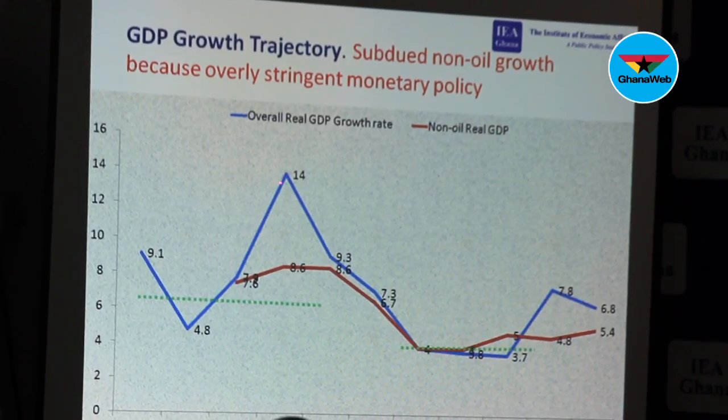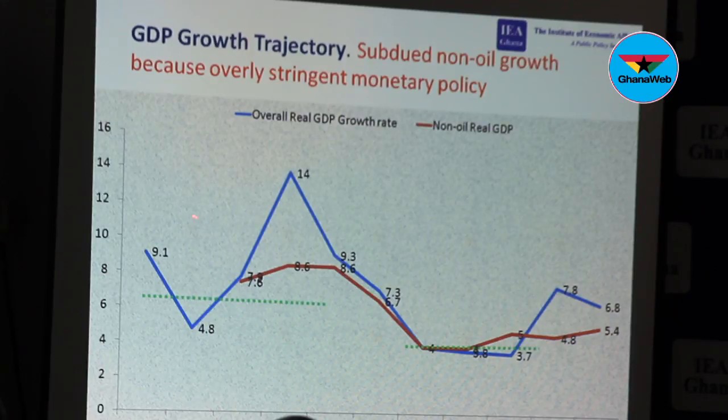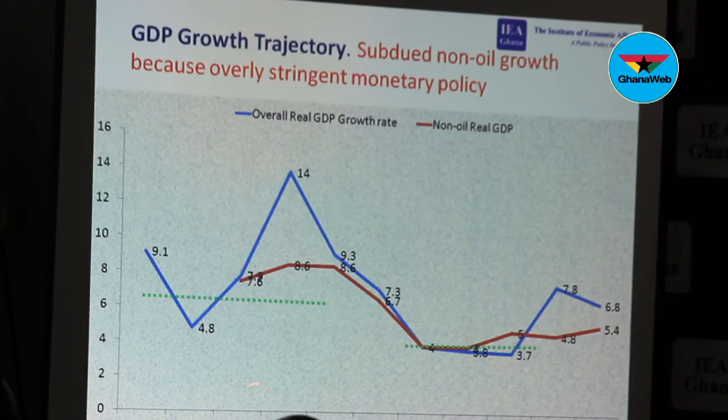Recently, when we increased to 7.8, it's purely due to oil. The growth of 14% was purely due to oil. An economy that has to grow on average by 7 to 8%, you cannot afford it. And this then will stifle your capacity to generate employment. You may have achieved a lower inflation, but the ripple effect is that the lending rate is so high.